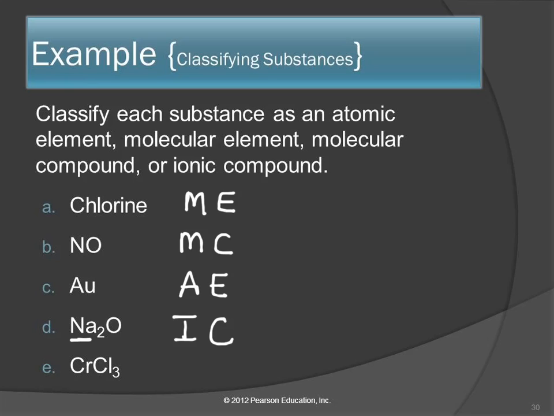How about CrCl3? That's a compound. Find Cr on the periodic table. Metal or nonmetal? Metal. So this is ionic.